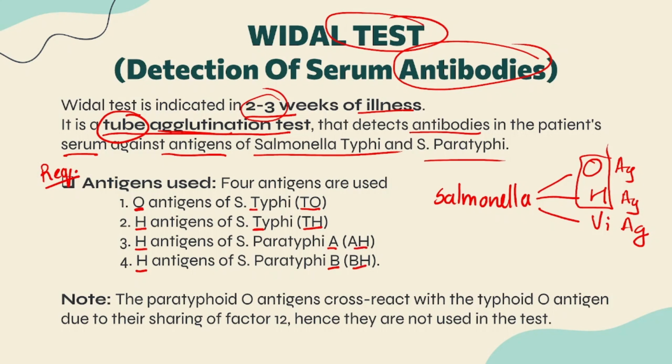Clear? Now why are we not using the O antigen of paratyphi? पैराटाइफी का O antigen क्यों नहीं use करना है? Why this is not used? Because of cross reactivity. Okay, because of cross reactivity we are not using it. Why? Because it is the O antigen of paratyphi, guys, which is sharing a factor number 12, and because of this common sharing of factor 12 there is cross reactivity, and hence we are only using the O antigen or the somatic antigen of S. typhi and not that of paratyphi, guys.